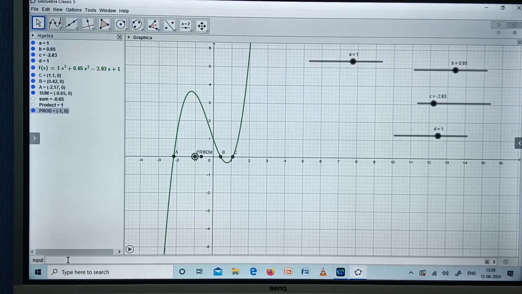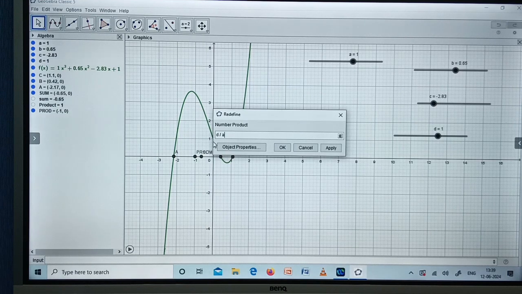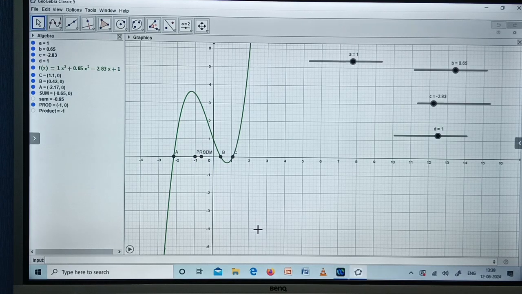So, what do you observe? So, actually it is minus D by A. So, here I should write it as minus D by A. Product of the roots is minus D by A. So you can see in both cases it is minus 1.